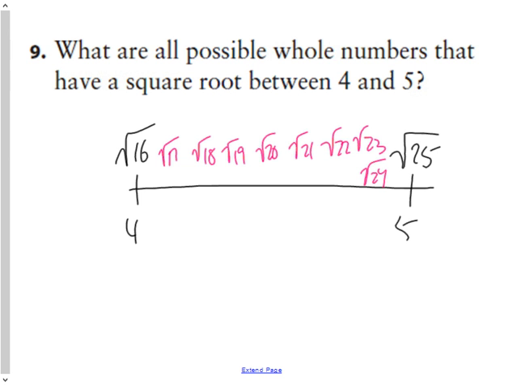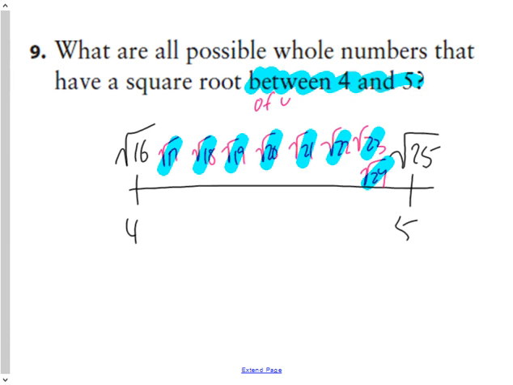All of those will have square roots between 4 and 5, which means there are 1, 2, 3, 4, 5, 6, 7, 8 whole numbers whose square root is between 4 and 5, or another way to say it, of 4 decimal something.